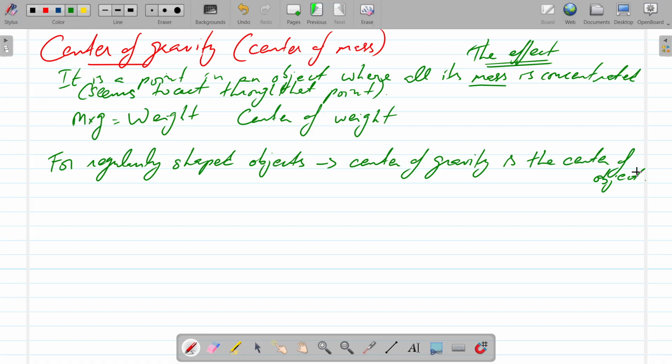For example, a simple example is a ruler. So a straight line, assume this is a ruler, and eyeballing it, the center is somewhere here. Now because this is a regular object, the center of the ruler is the center of gravity.